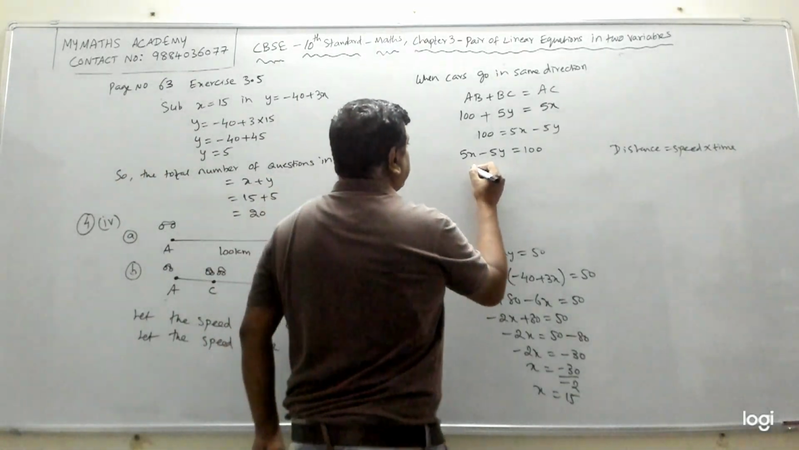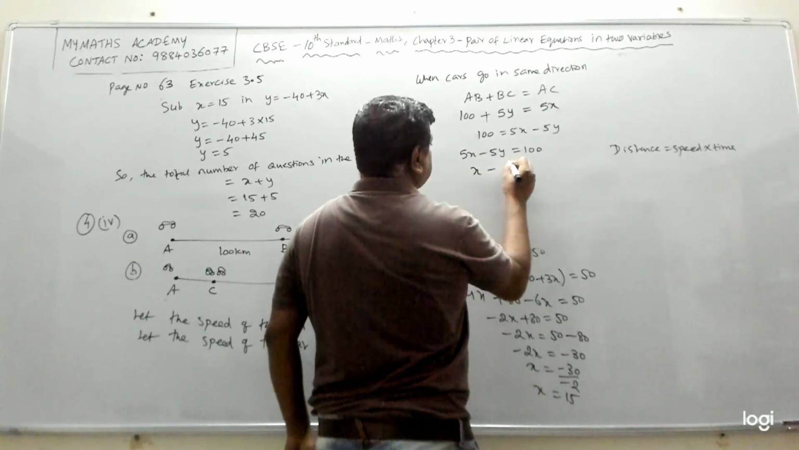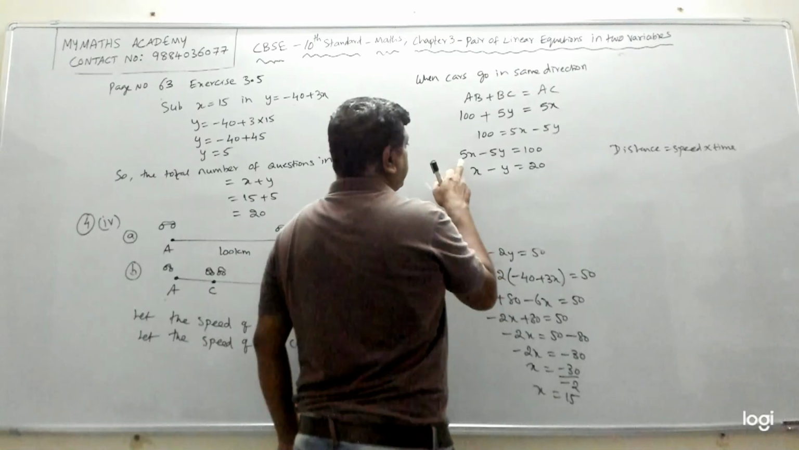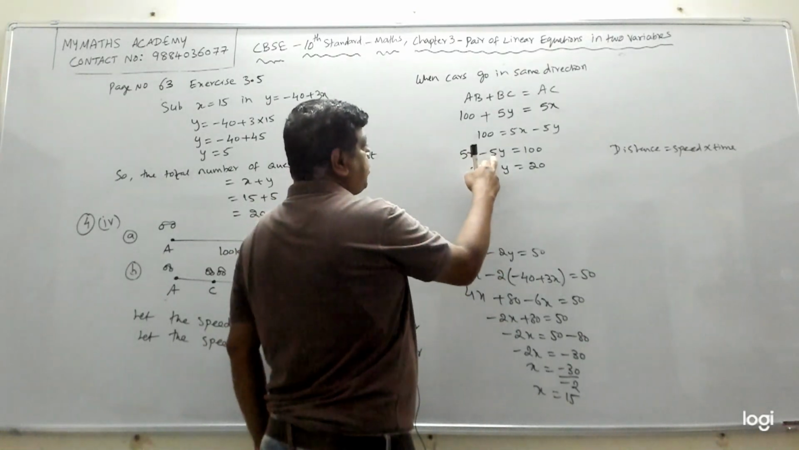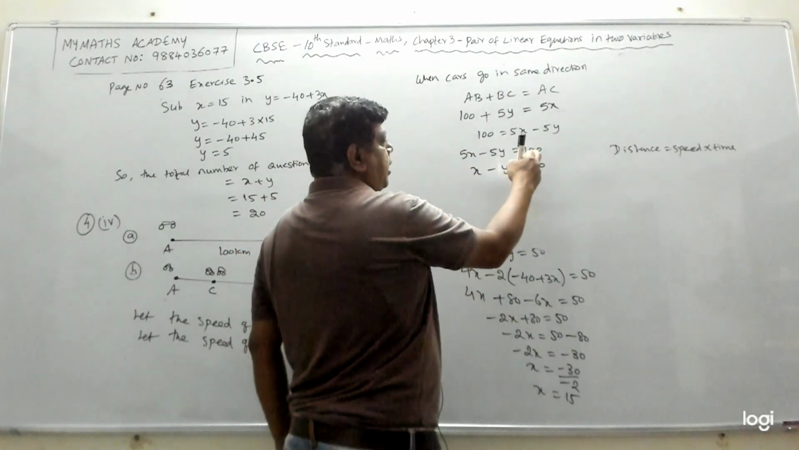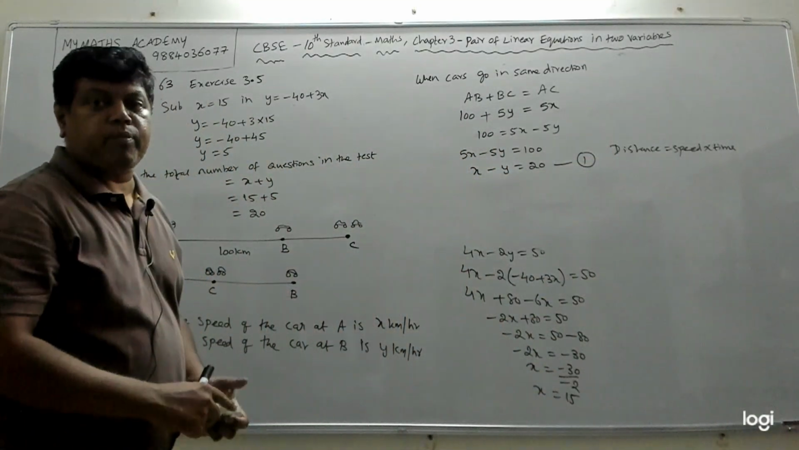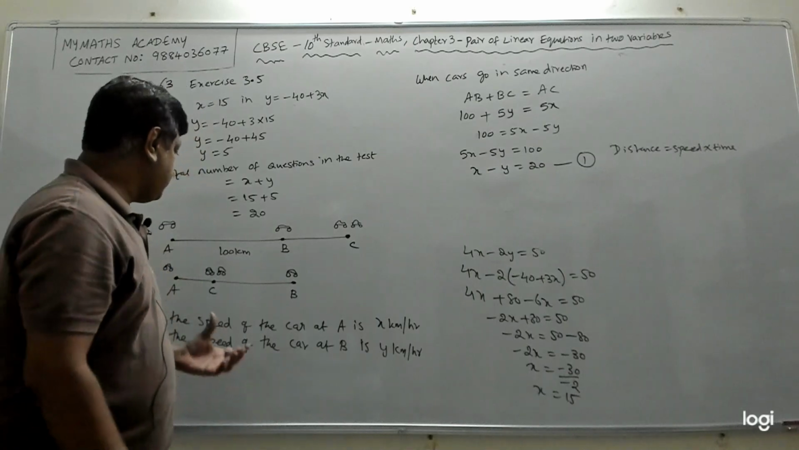So we can cancel 5 throughout, which means we can divide by 5 throughout. So this will become x minus y equal to 20. If I divide 5 by 5, it is 1. Again 5 by 5, it is 1 again. 100 by 5 is 20. So this is equation 1. This is the equation we got from the first case.